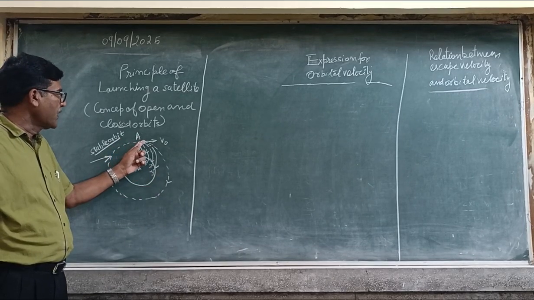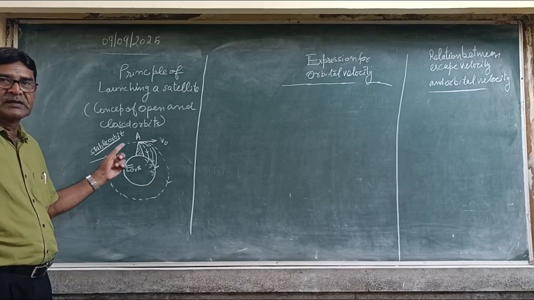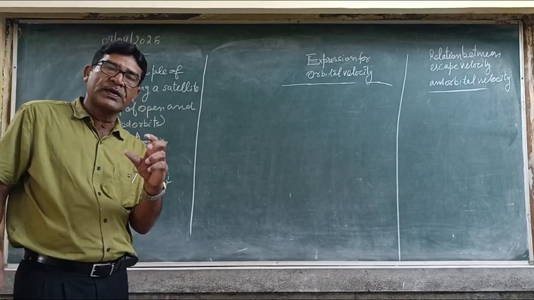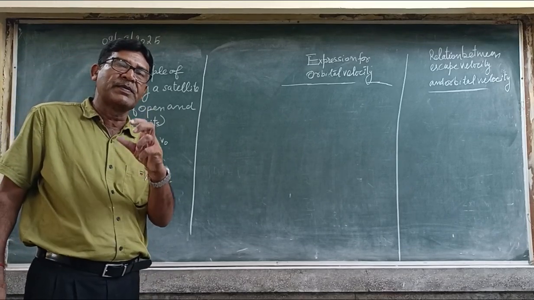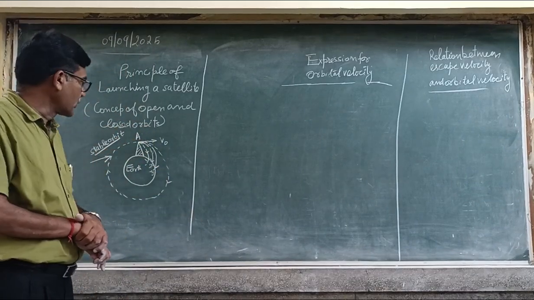What will happen? It will continue to move in a circular path. That is, it will be in a condition of free fall. It will always try to hit the earth, but it will keep missing the hit. That velocity is known as the orbital velocity.